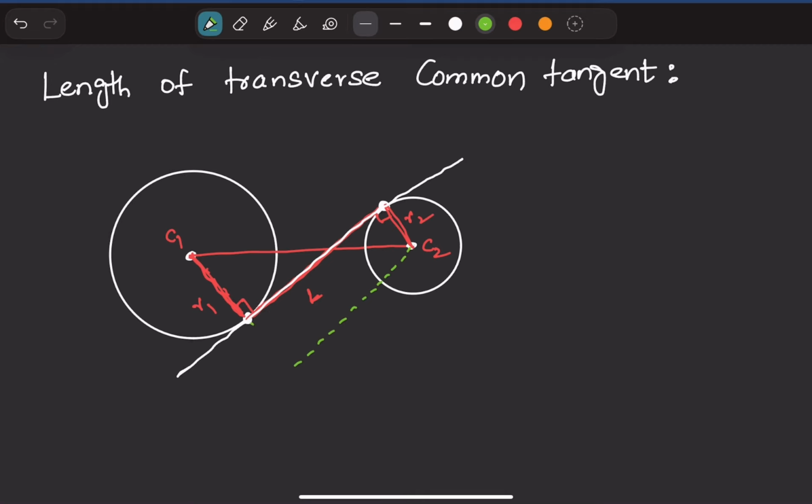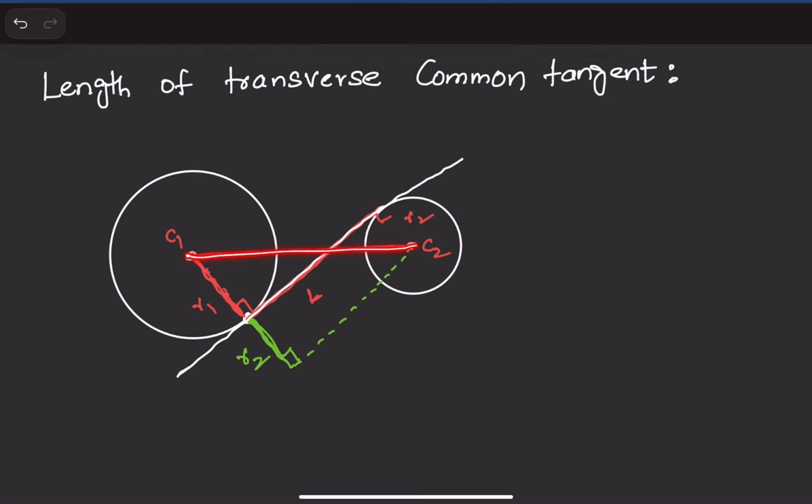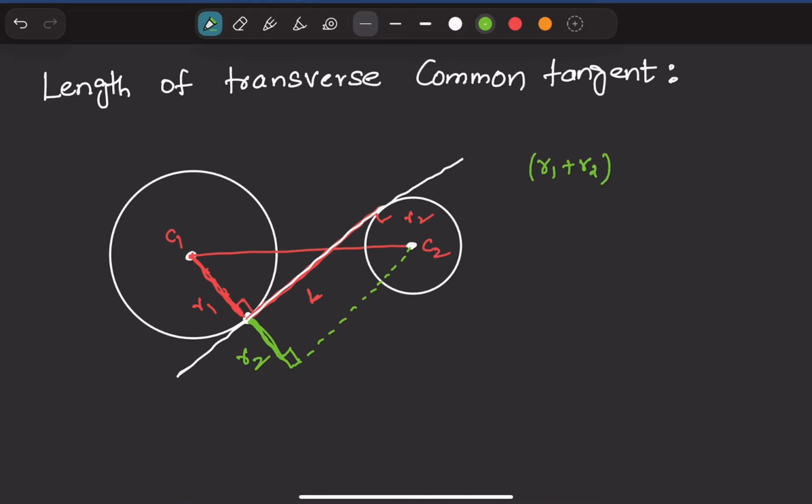So we'll draw a line parallel to the tangent. This one. So now this particular length will be equal to this length. So this is R2. Now you have a right angle triangle here. So this is your right angle triangle. If you apply Pythagoras theorem here, you will get (R1 plus R2) whole square plus this is simply the length of your transverse common tangent. We are denoting it with L is equal to this thing. This is the distance between the centers. Let us say that is D.